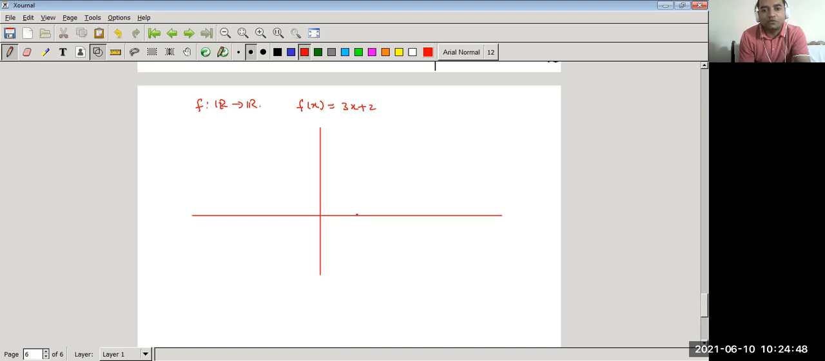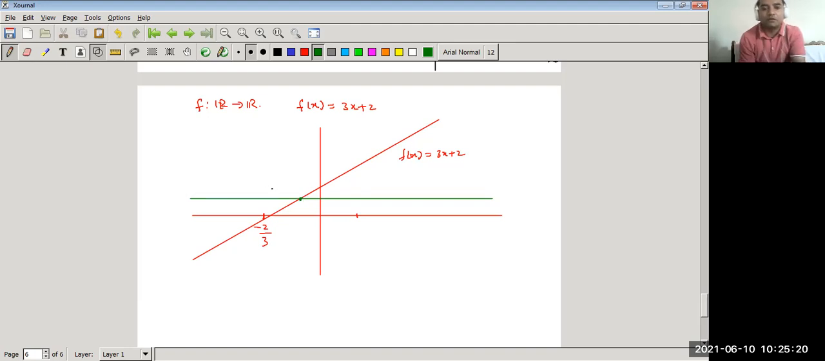It is a straight line. It passes through -2/3. So this is f(x) = 3x + 2. Now if we take any horizontal line, horizontal means parallel to the x-axis, what happens? This cuts the graph at least once.